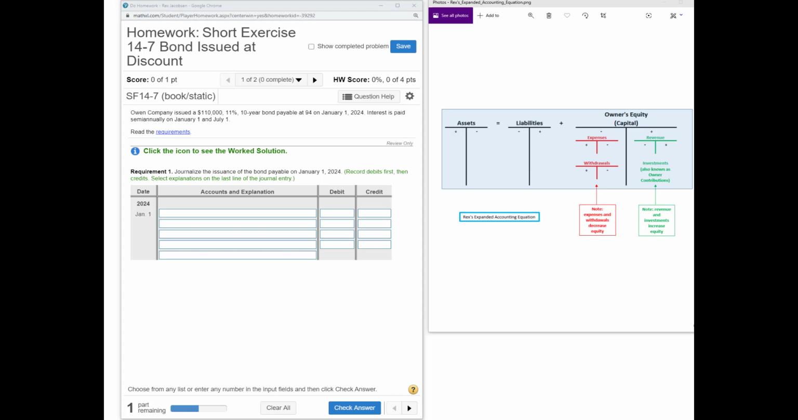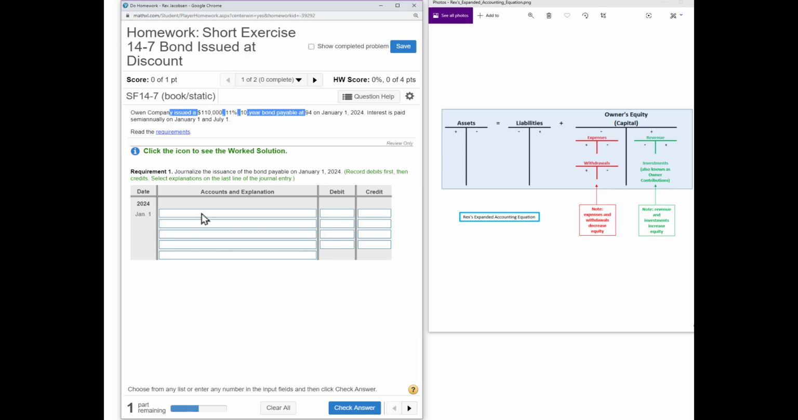Short exercise 14-7. We're going to issue a bond at a discount. So O1 Company issued $110,000 worth of bonds. They pay 11% and they're 10-year bonds. The price they got is 94. So remember, bond prices are stated as a percentage. So they got 94% of $110,000.